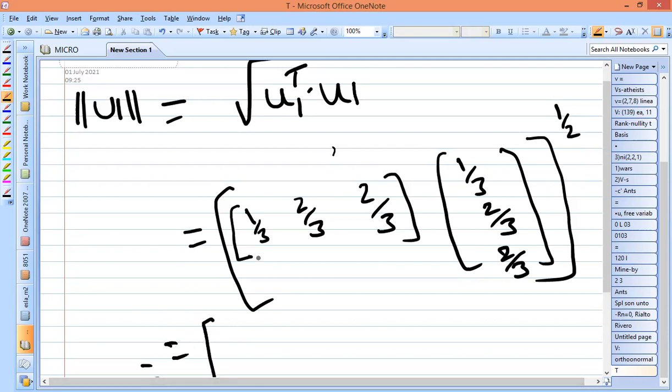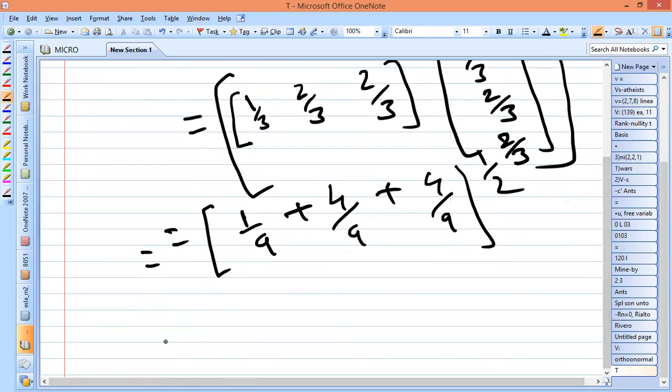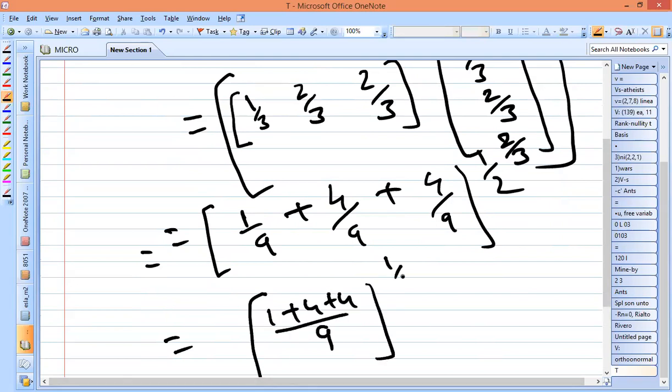1 by 3 into 1 by 3 is 1 by 9, right? Plus 2 by 3 into 2 by 3 is 4 by 9. Plus 2 by 3 into 2 by 3 is 4 by 9. To the power 1 by 2. Then take the LCM and solve it. So here LCM is 9. 1 plus 4 plus 4 by 9, to the power 1 by 2, which is equal to 9 by 9 to the power 1 by 2. That is nothing but 1. Is the answer 1?